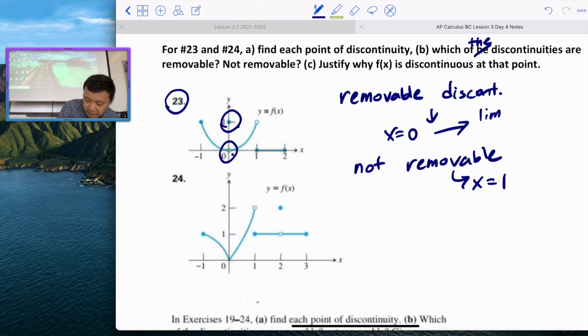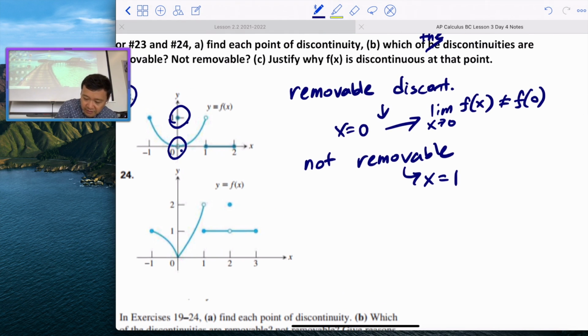The limit of f of x as x approaches 0 does not match the defined value at x equals 0, because the limit value for f of x as you get closer to 0 from either side would be 0. But the defined value for f at x equals 0 would have been 1. So obviously 0 does not match 1, so that is your justification right there.